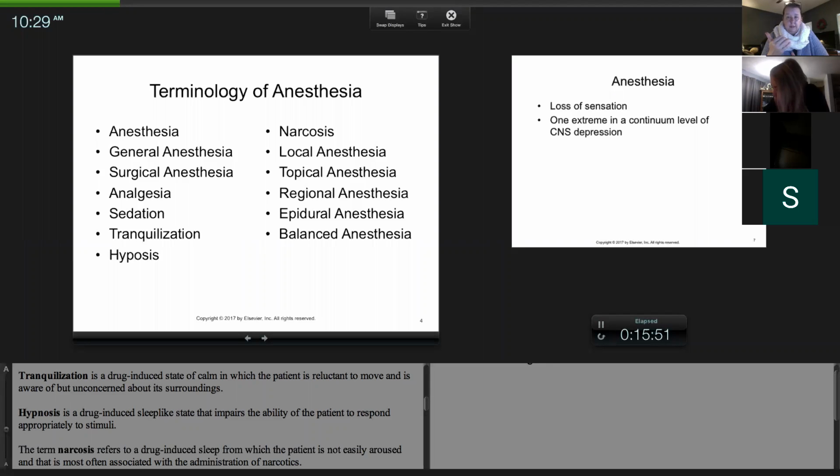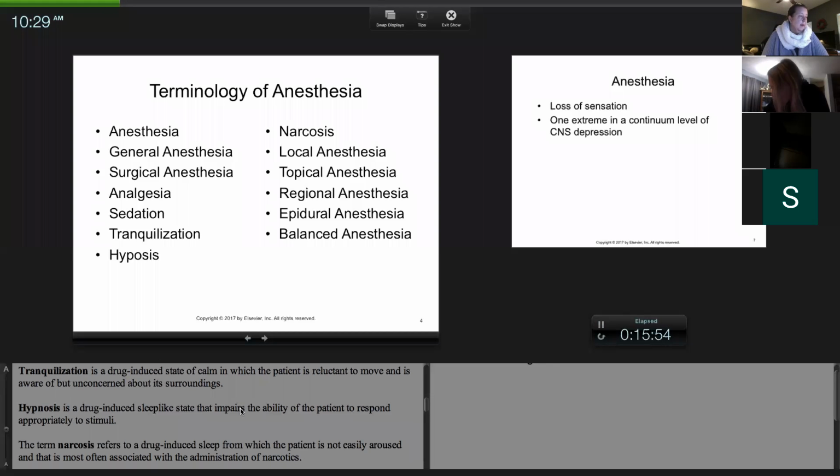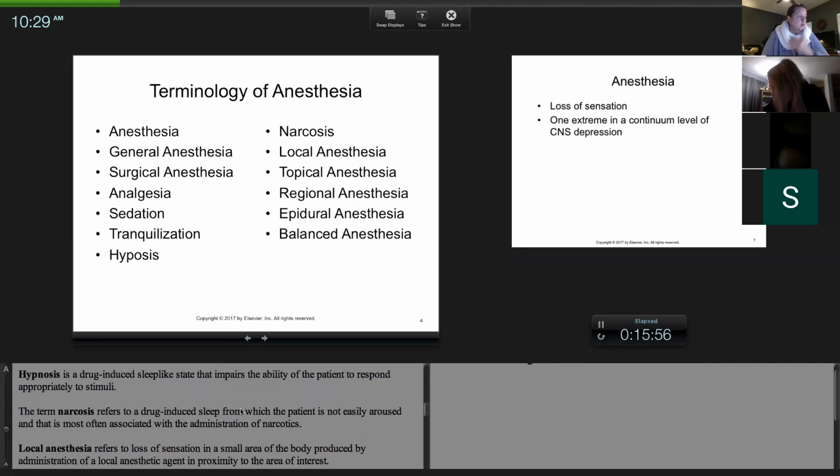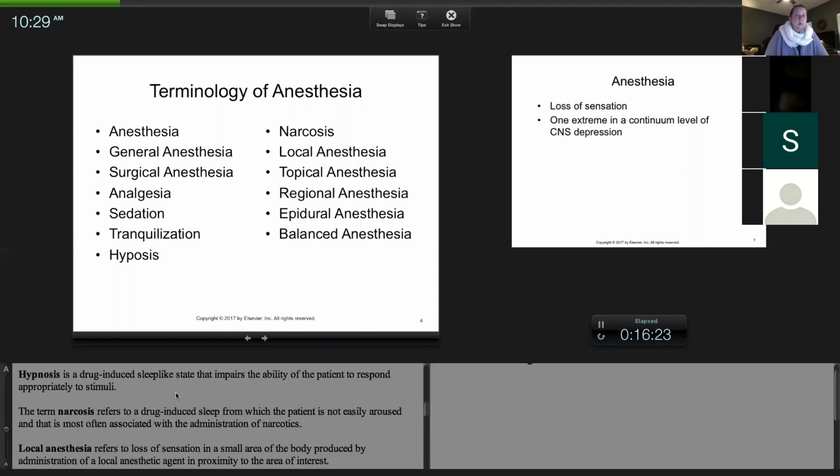They will be anesthetized. And then narcosis is a drug-induced sleep that's given with narcotics. So the difference between hypnosis and narcosis is the drug, okay? Both are a very deep sleep-like state, but narcosis would be if you gave like morphine. Morphine's a narcotic, hydromorphone, fentanyl. Those are all narcotic agents. Hypnosis is induced when you use other drugs like propofol.